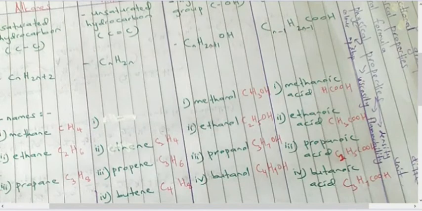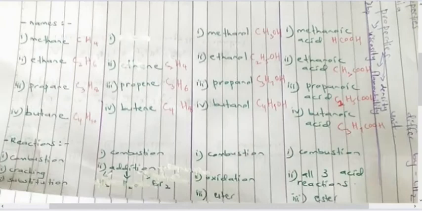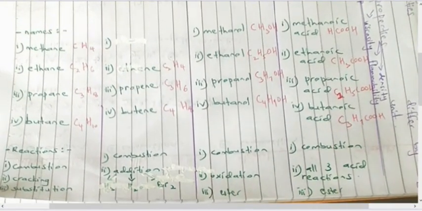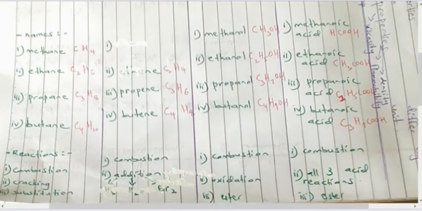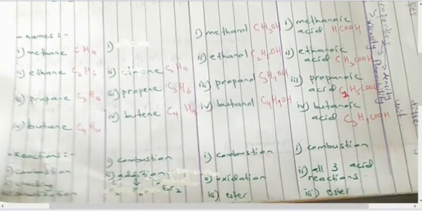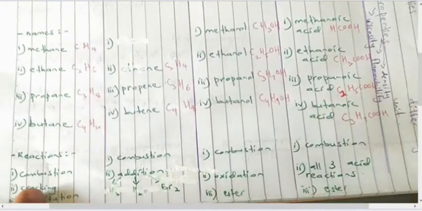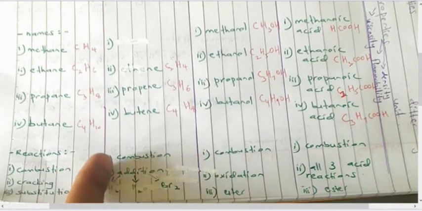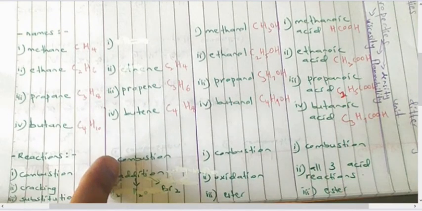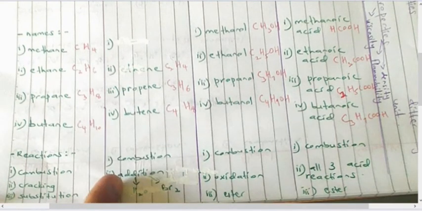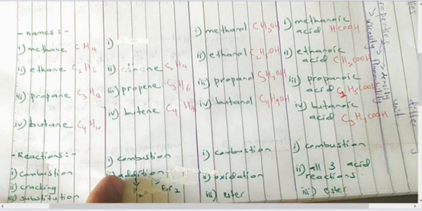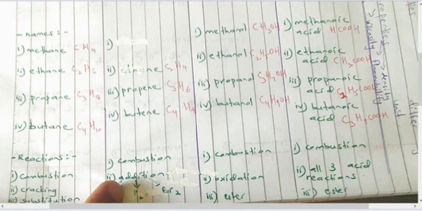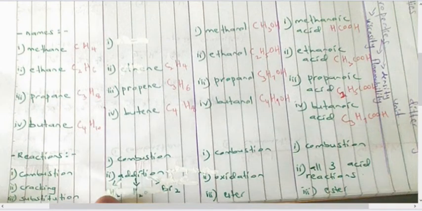The last part of this is their reactions. You need to remember that for alkanes there are 3 reactions: combustion, cracking, substitution. For alkenes, they undergo combustion and addition reaction. Under addition reaction, you have H2O, H2 and Br2. The details of this, again, I will have to explain in another video.